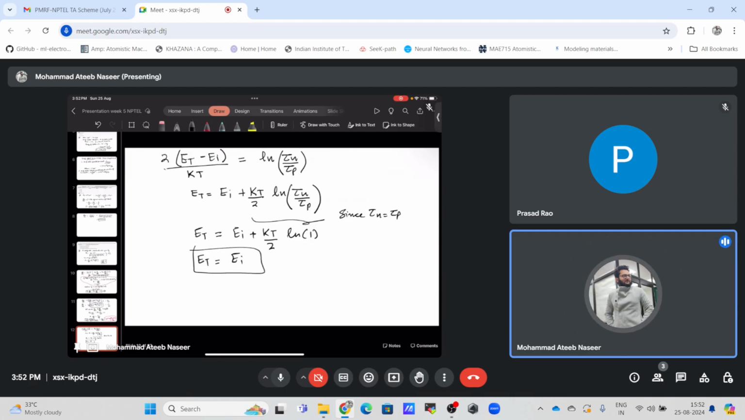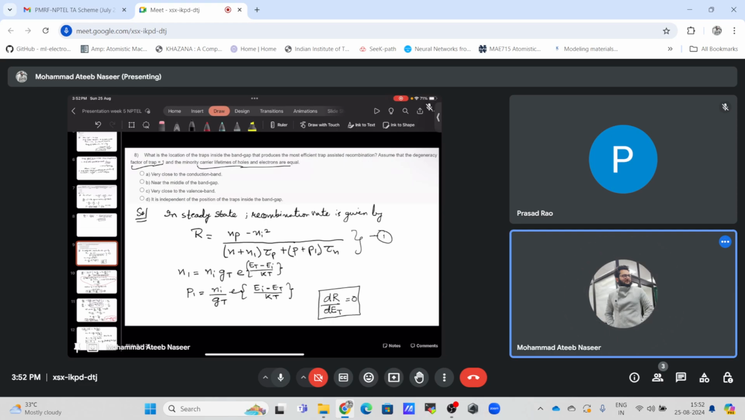Ei is approximately located at the middle of the band gap. So what we can say from this, we can select option B, and we can say that for the maximum recombination, the trap states will produce the efficient recombination when it is near the middle of the band gap. Okay, when it's close to the middle of the band gap.